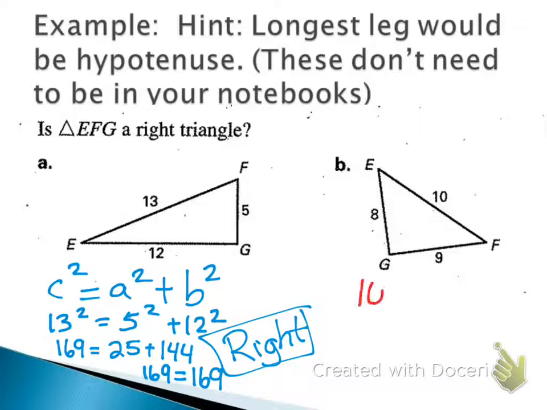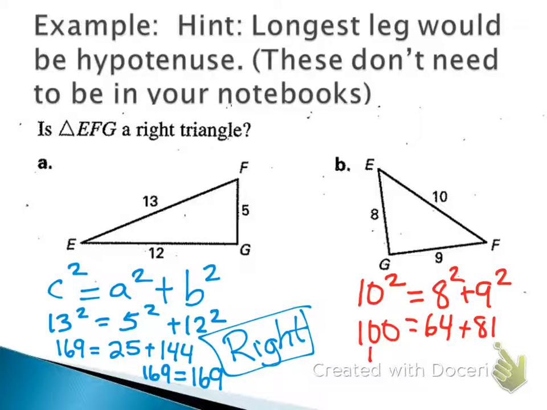All right, let's start on B. Same setup. I need to start with the largest side first. So c squared, which is 10. So 10 squared equals 8 squared plus 9 squared. What's 10 squared? 100. What's 8 squared? 64. What's 9 squared? 81. What is 64 plus 81?